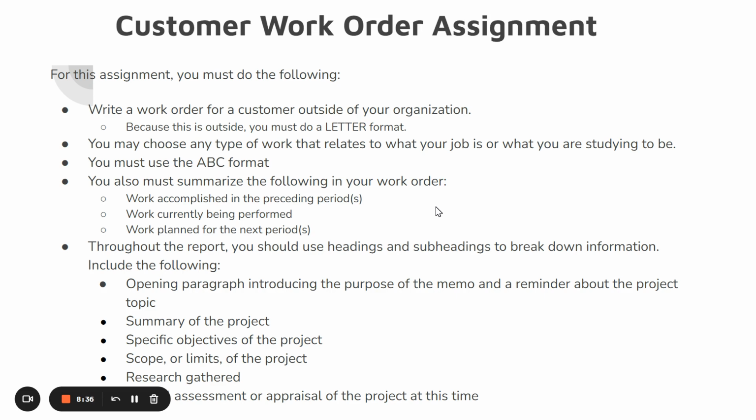Make sure you're using ABC format. Make sure you're summarizing work accomplished, work being performed, and work planned. And you should be using headings to break down that information. You need an opening paragraph. You need a summary, specific objectives, scope, research, and the assessment or appraisal of the project at the time.